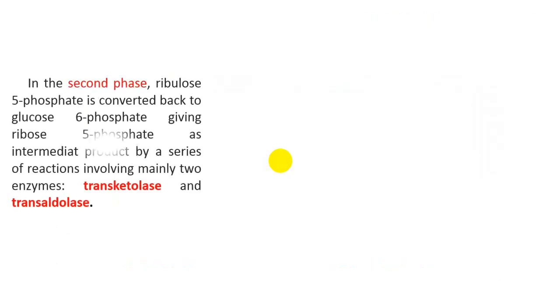In the second phase, ribulose 5-phosphate is converted back to glucose 6-phosphate, giving ribose 5-phosphate as an intermediate product, by a series of reactions involving mainly two enzymes, transketolase and transaldolase.